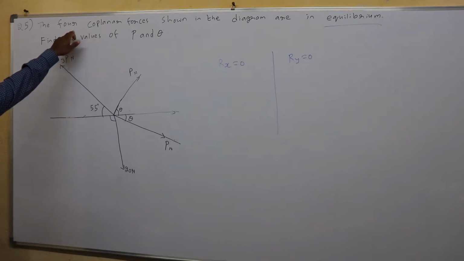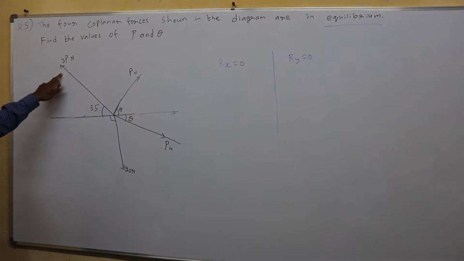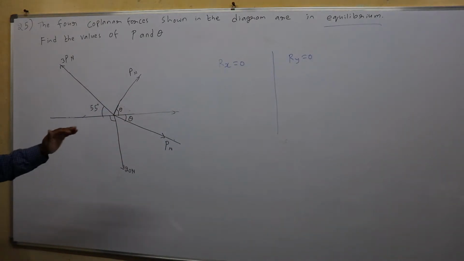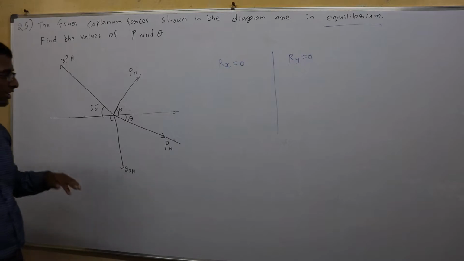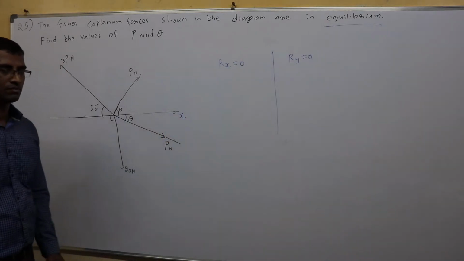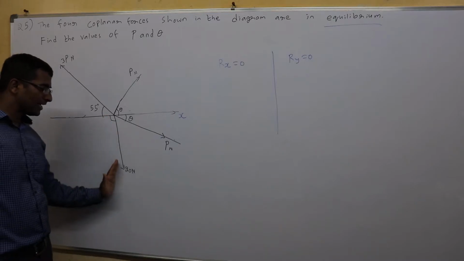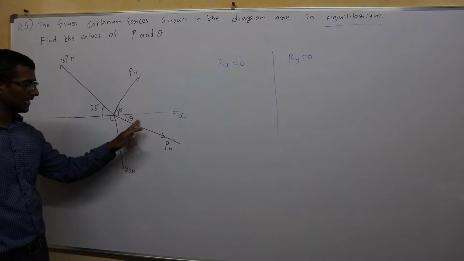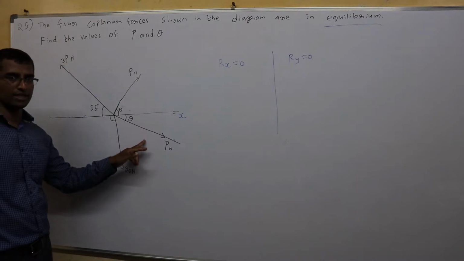The four forces shown are 3P, P, P and 20. So let me find out Rx. For that, I assume it to be the x-axis. 20 is acting vertically down, so I don't need to resolve 20. This P is acting at an angle theta, so I should resolve it.